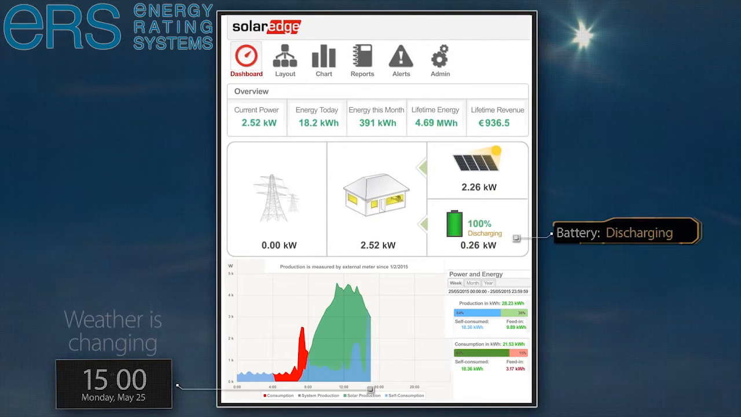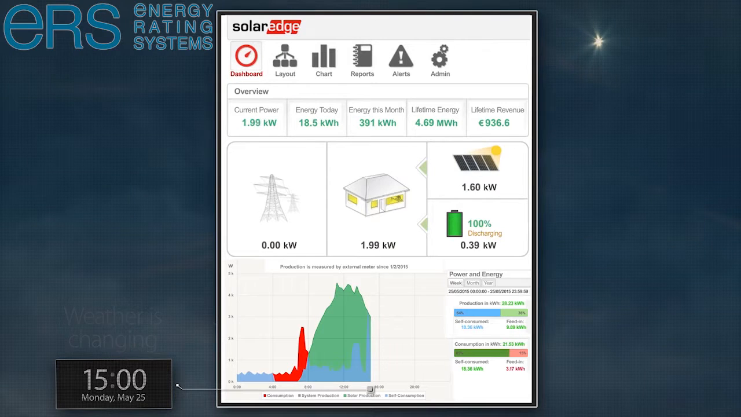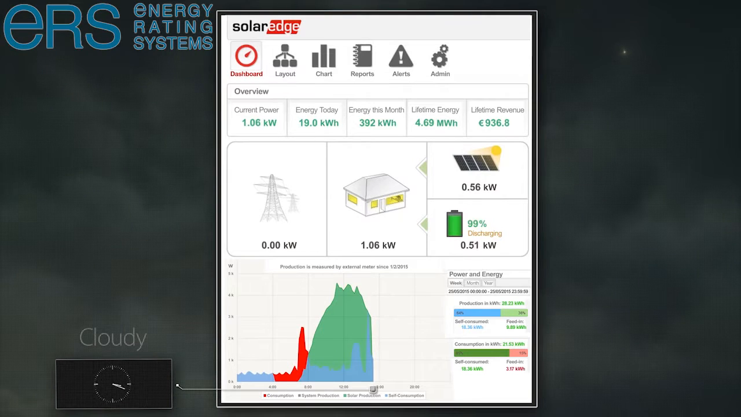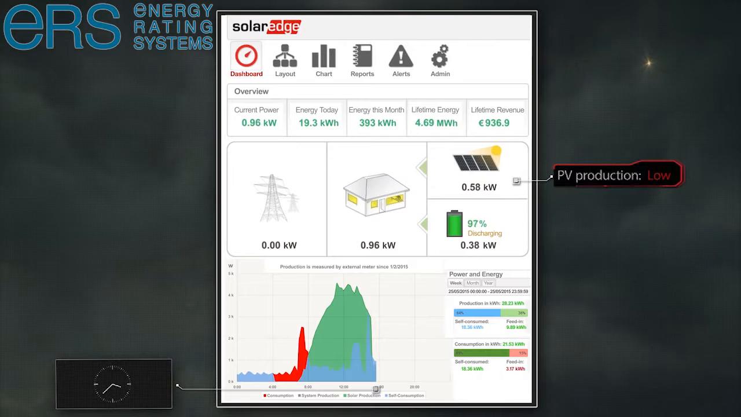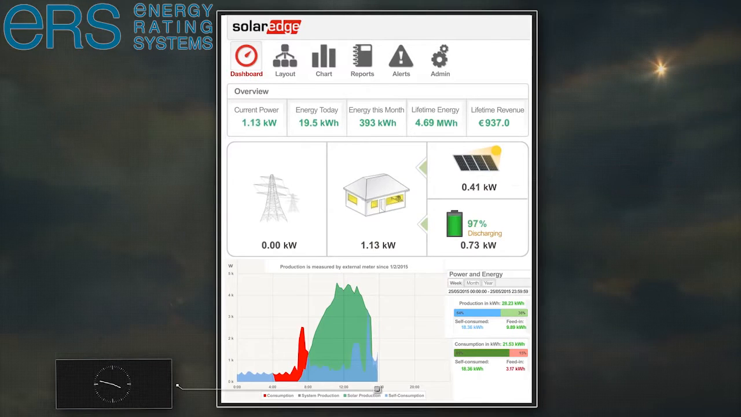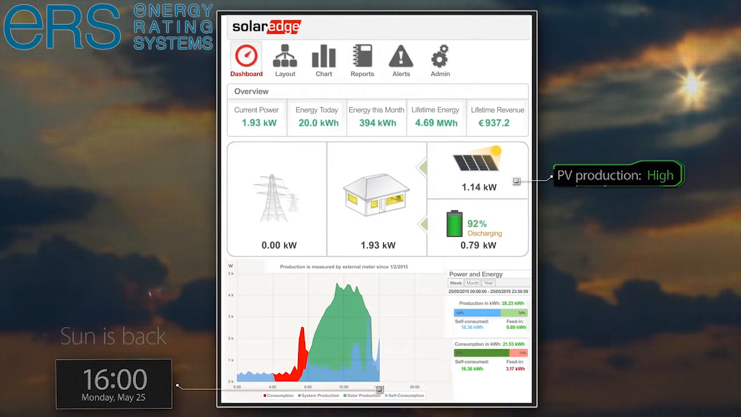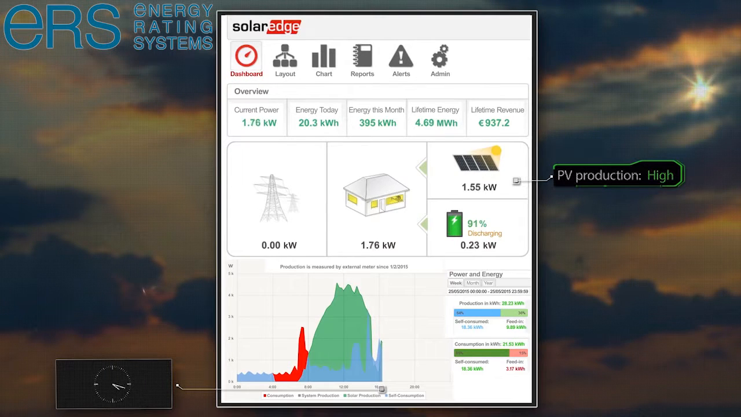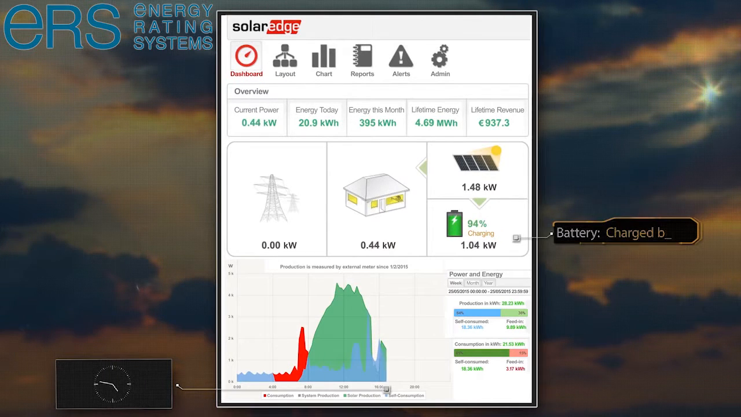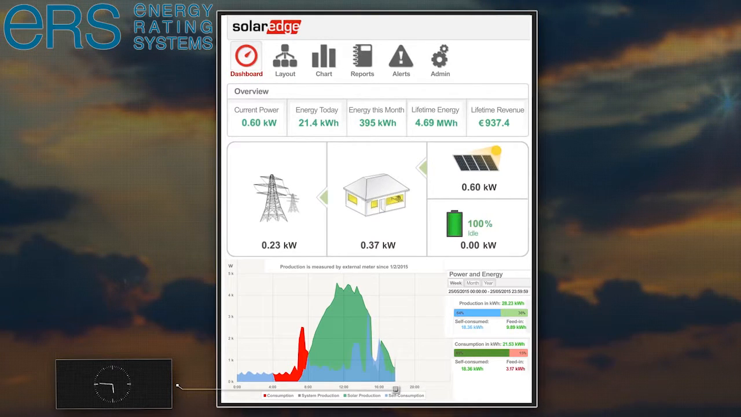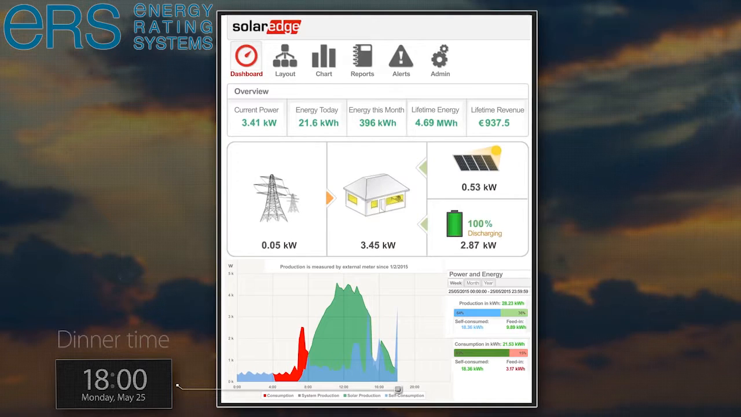After 3 PM, clear skies give way to clouds, leading to even lower PV production. The dashboard shows the battery continuing to compensate for the reduced PV generation levels, supplying a greater share of the house loads than before. Good news! At 4 PM, the sunny weather has returned. PV production is back to levels high enough to supply the loads, charge the battery, and even export excess energy to the grid.